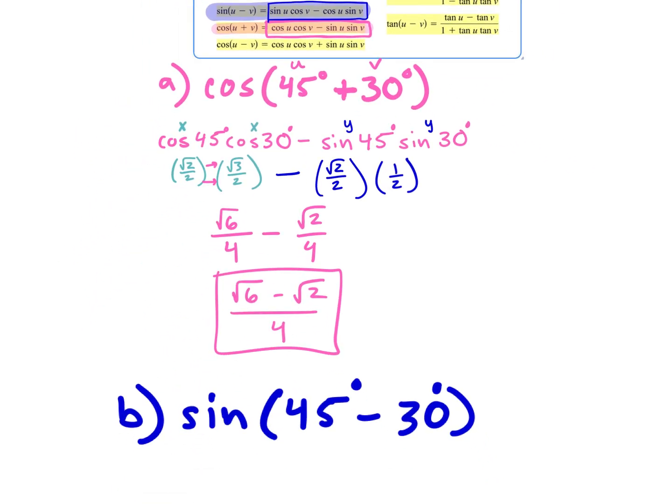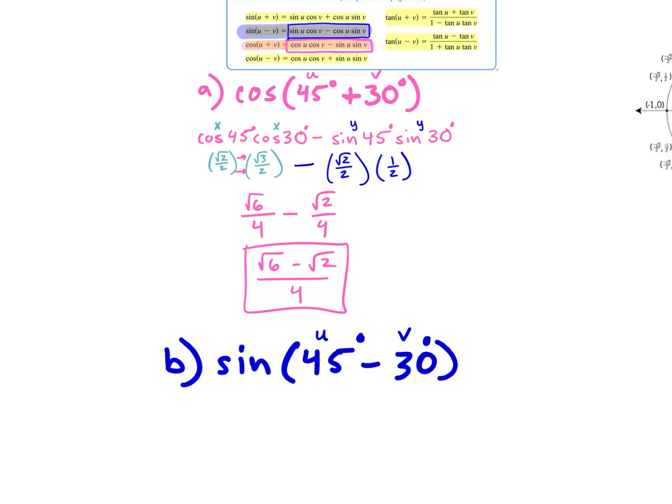So the first number is going to be our u. The second one's going to be v, and we're just going to plug them in. So sine of u would be sine of 45 times cosine of v, so cosine of 30, minus cosine of u, so cosine of 45, times sine of v, so sine of 30.